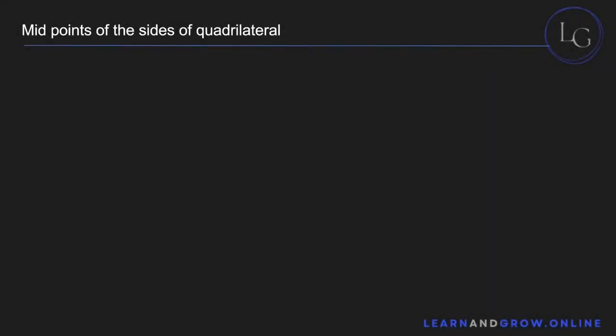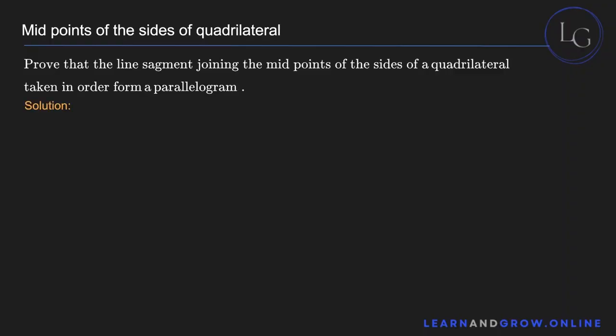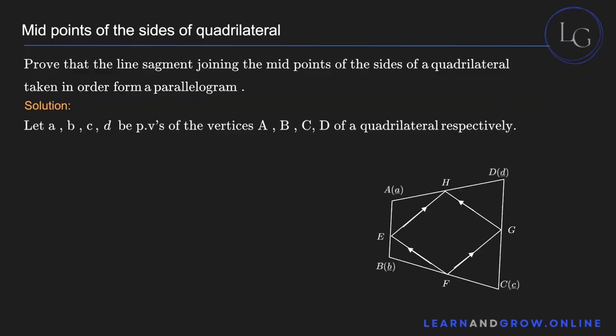Now let's find the midpoints of the sides of quadrilaterals. So we need to prove that the line segments joining the midpoints of the sides of a quadrilateral, taken in order, form a parallelogram. So here it is. Basically what this means is that this quadrilateral ABCD, right? It says here that let A, B, C, D be the position vectors of the vertices ABCD. So this is A, this is B, this is C, and this is D, right?